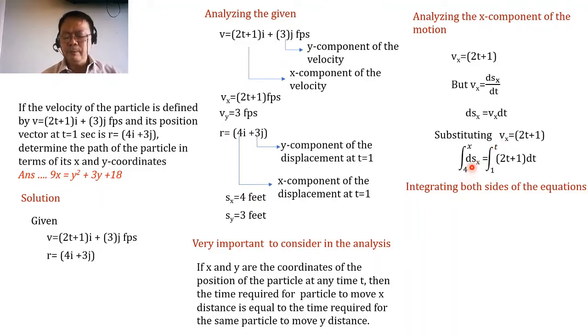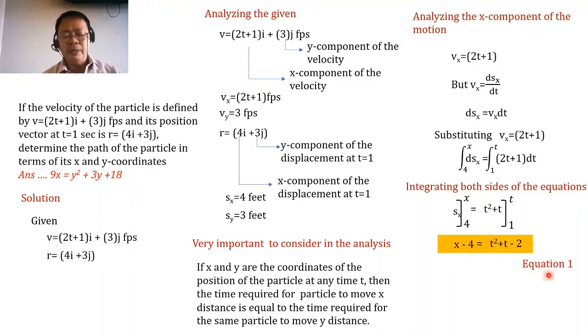And so if we will be integrating, the left hand side would have a value equal to s sub x, which can be evaluated from 4 to x, while the right hand side will be equal to t squared plus t, evaluated from the lower limit of 1 to the upper limit of t. And if this will be evaluated, then our equation becomes x minus 4 is equal to t squared plus t minus 2. Let this be our first equation.